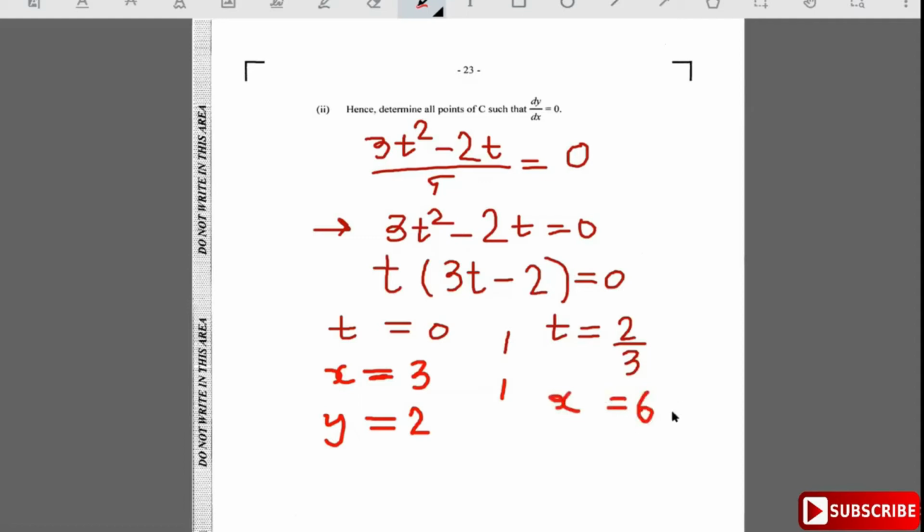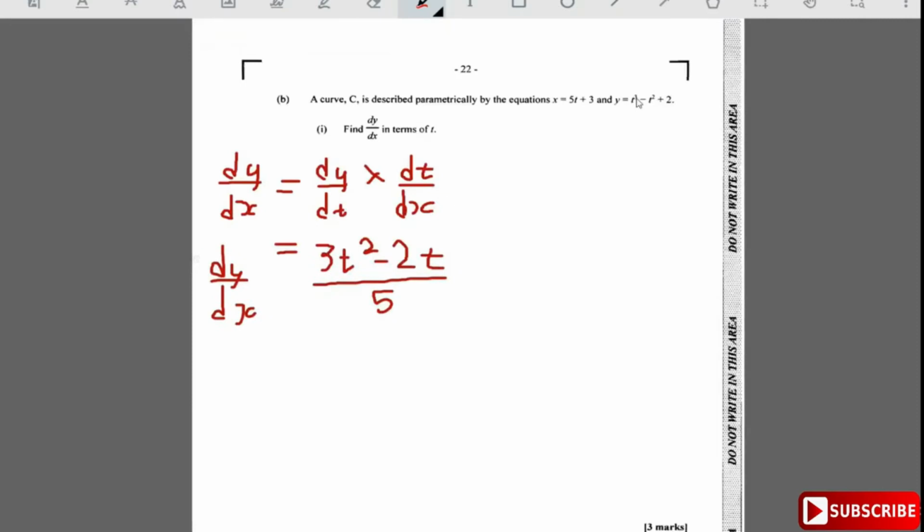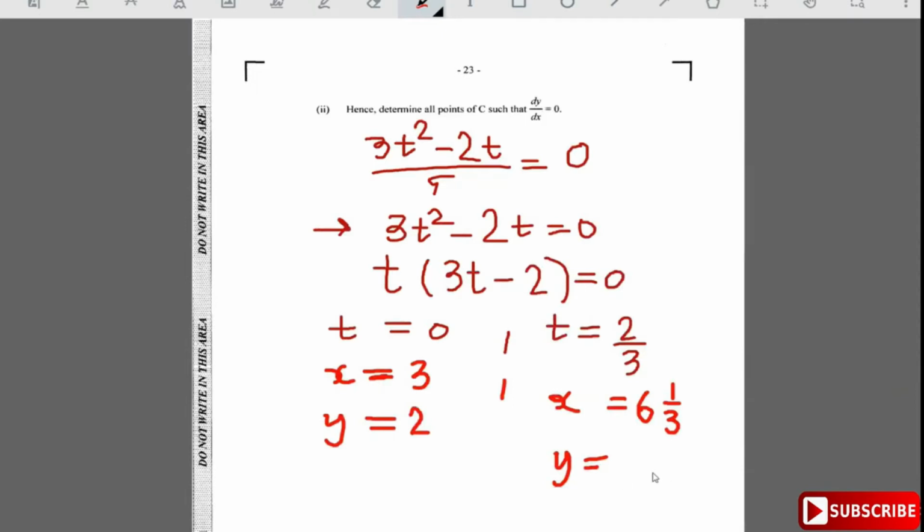And then you can go ahead and put in y. Put t as 2 over 3 in y. So 2 over 3 in y will give 2 over 3 cubed minus 2 over 3 squared plus 2. And so that's 1 and 23 over 27. So y is 1 and 23 over 27.